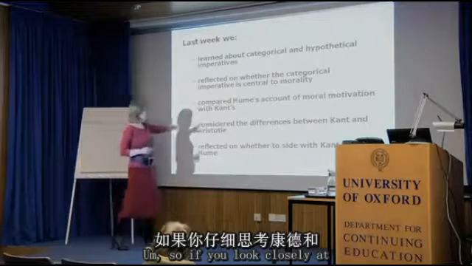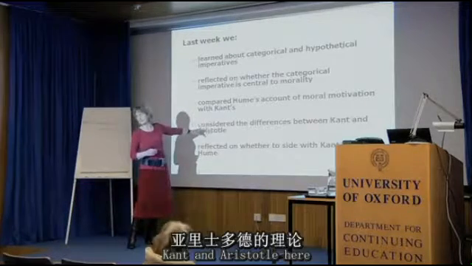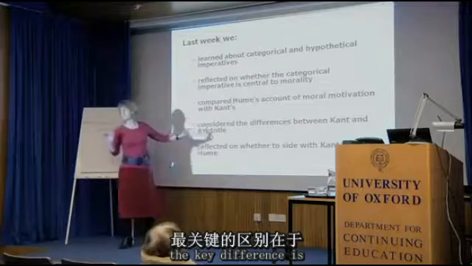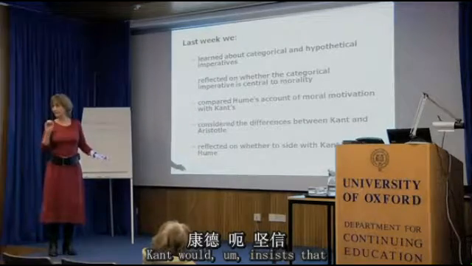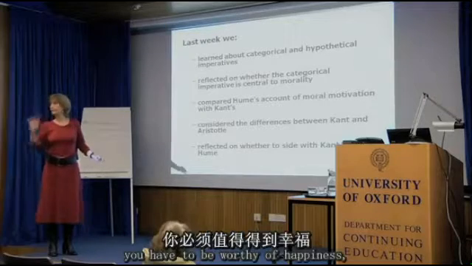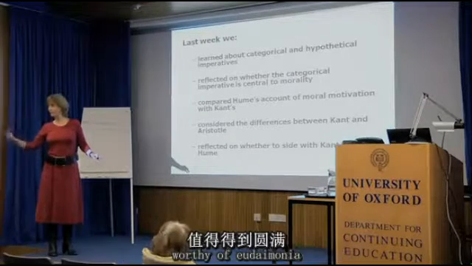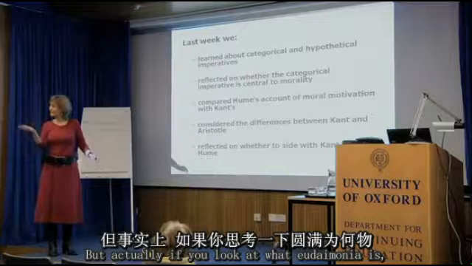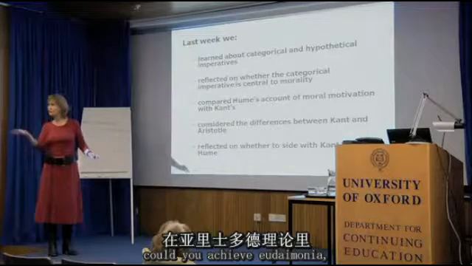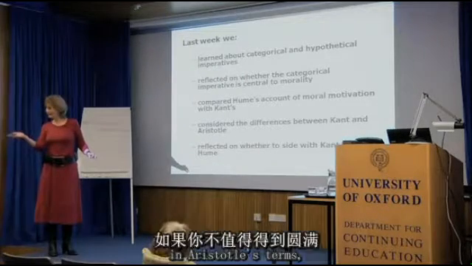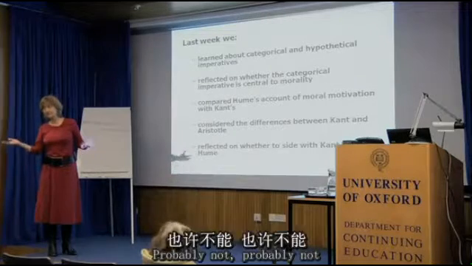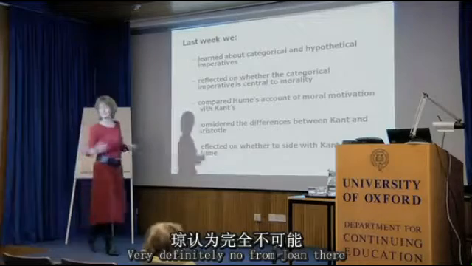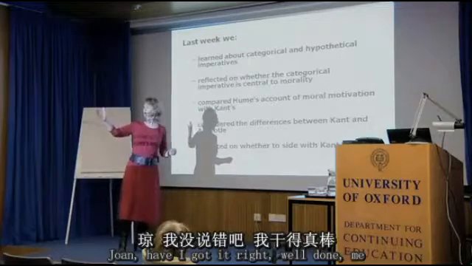So if you look closely at Kant and Aristotle here, the key difference is just that Kant would insist that you have to be worthy of happiness, worthy of eudaimonia. But actually, if you look at what eudaimonia is, could you achieve eudaimonia in Aristotle's terms without being worthy of it? No. Probably not. Very definite no from Joan there. Joan, have I got that right?